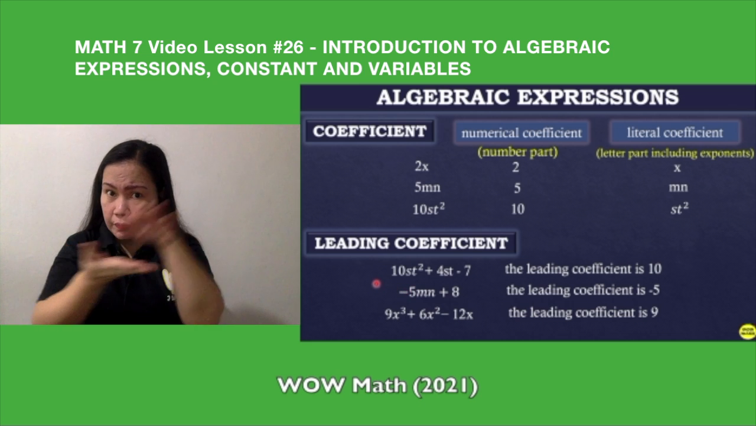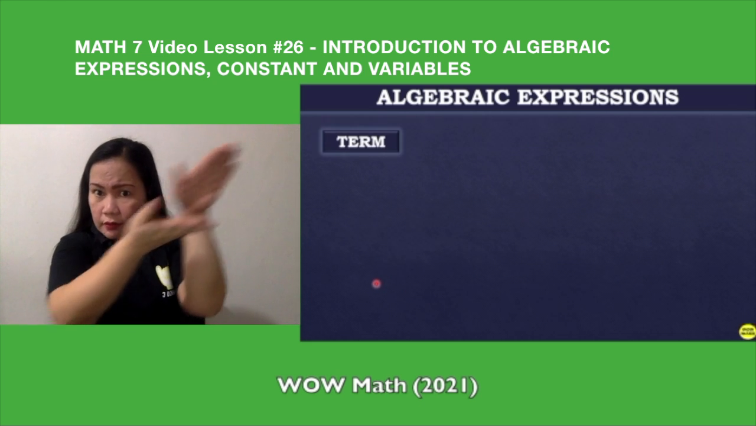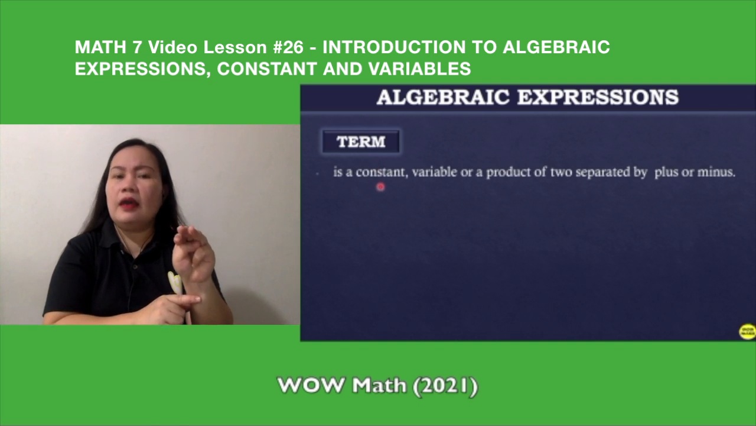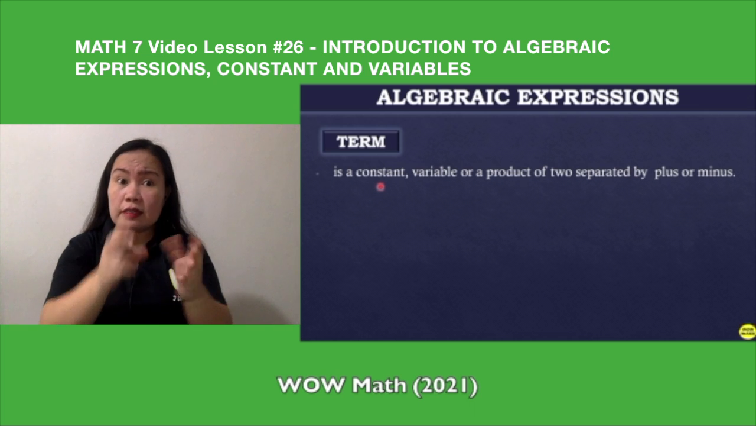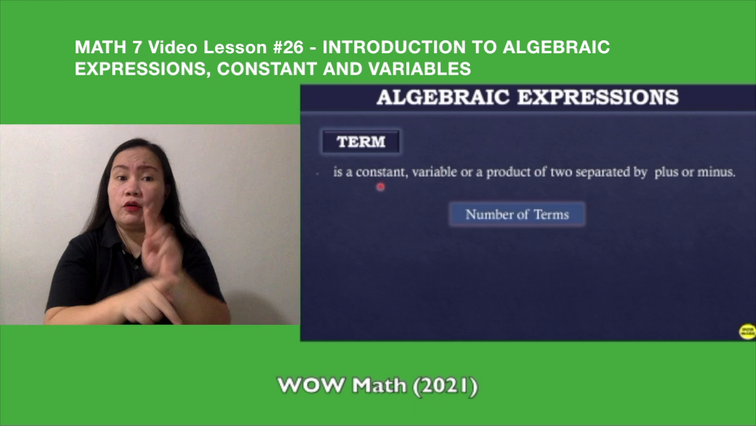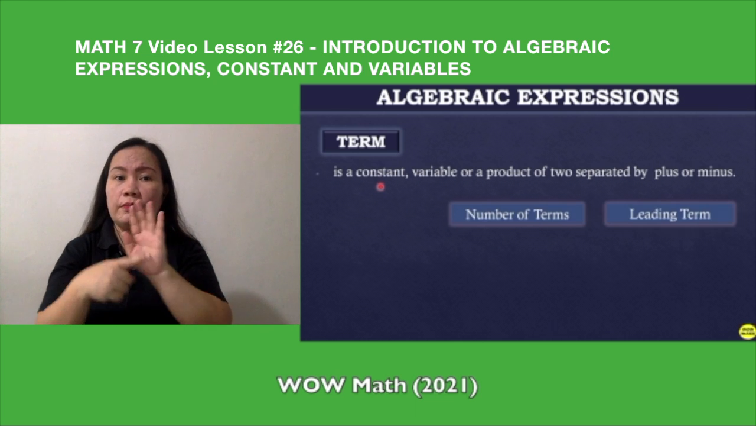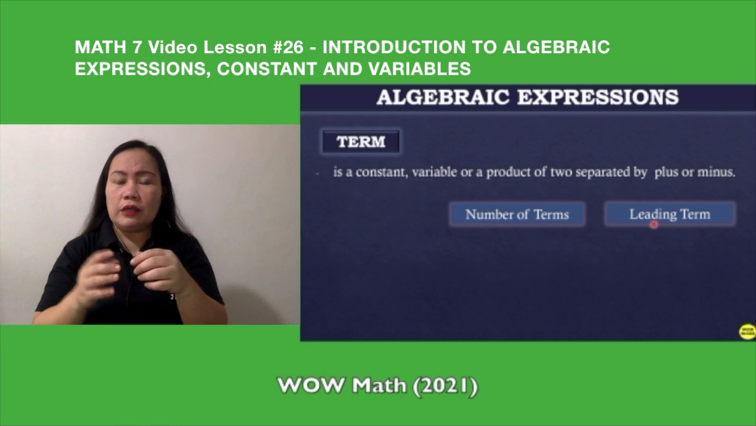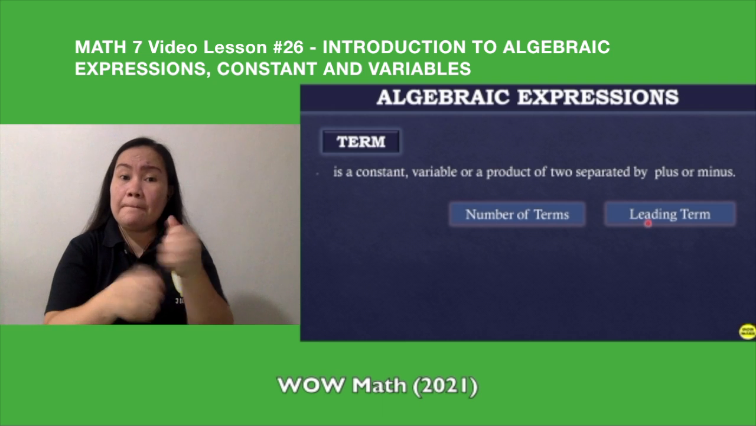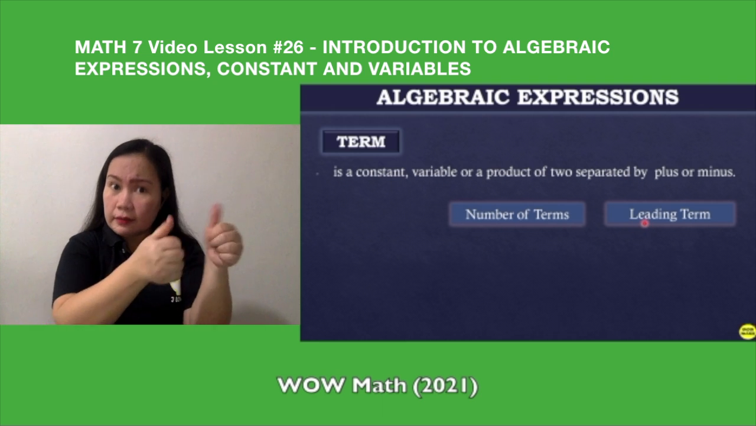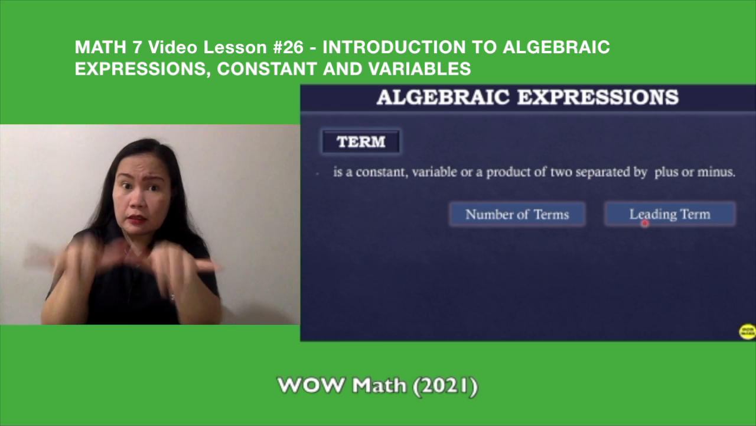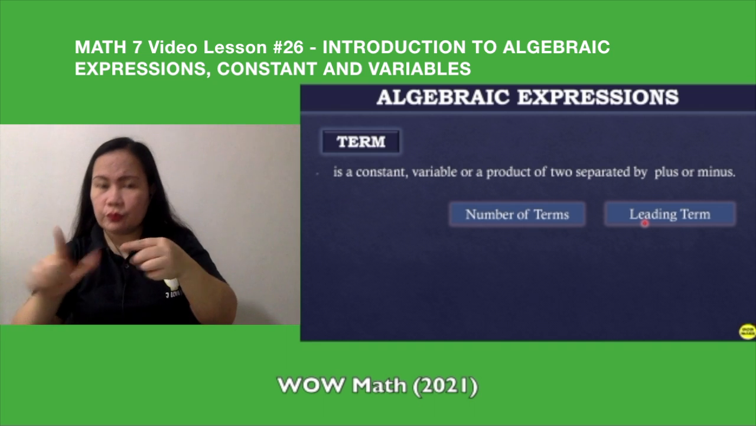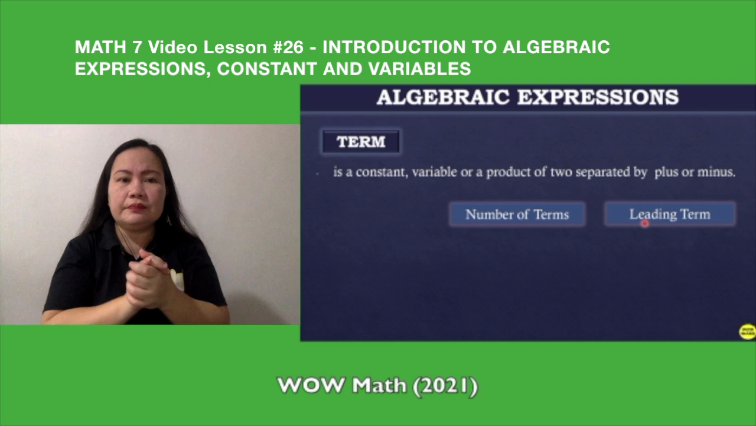Okay? So, let's have this term. Okay? Ano naman ang ibig sabihin ng term? What is a term? So, this is a constant, a variable, or a product of two separated by plus or minus. So, sige, kukunin natin ng number of terms and the leading term. So, leading, ito na naman tayo sa leading. Ibig sabihin, siya yung nasa unahan. Okay, but make sure it must be arranged when we are getting the leading term. It must be arranged in standard form. So, descending siya simula sa pinakamataas na degree up to the lowest, the least.